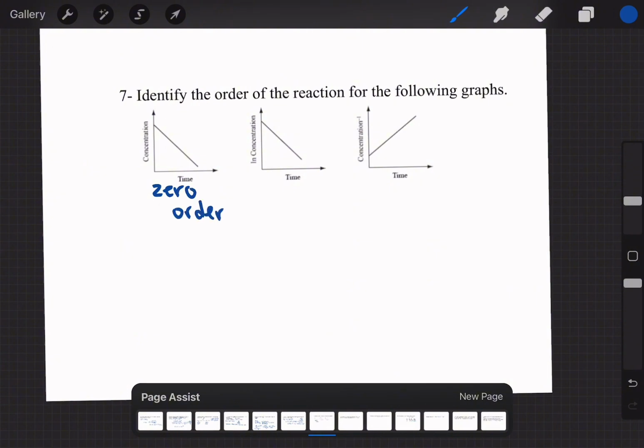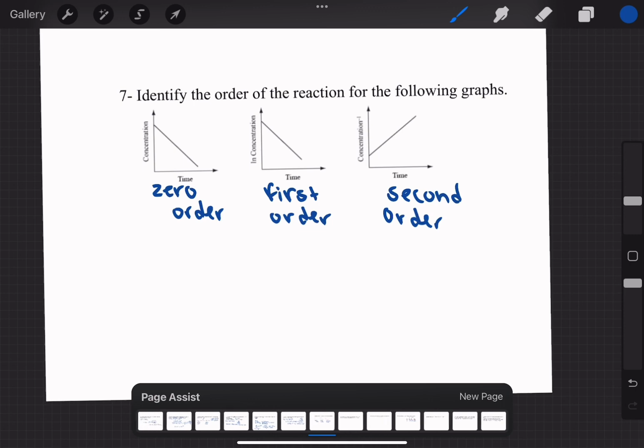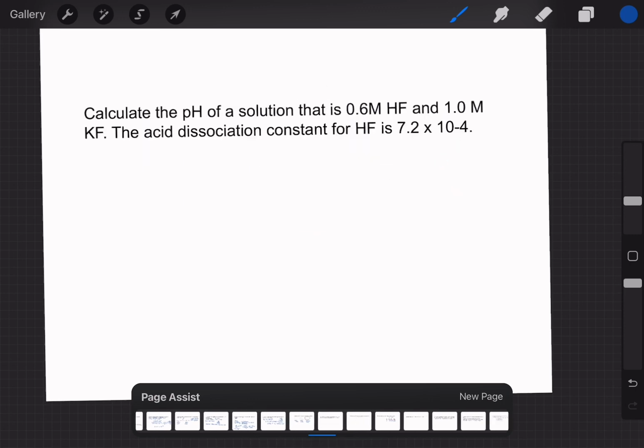Really, to just solve these, you just need to know your orders. Zero order is obviously when concentration and time is decreasing at the same time. First order is when natural log of concentration and time are decreasing. And then second order is when concentration to the power of negative one is increasing with time. So once again, the very last one is going to be your answer for second order. Okay, so on to the next question. I'm going to give you a moment to try to solve this on your own.